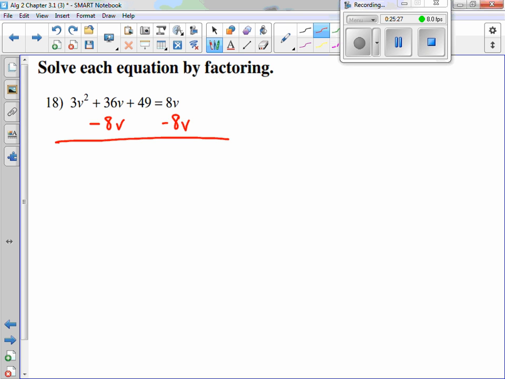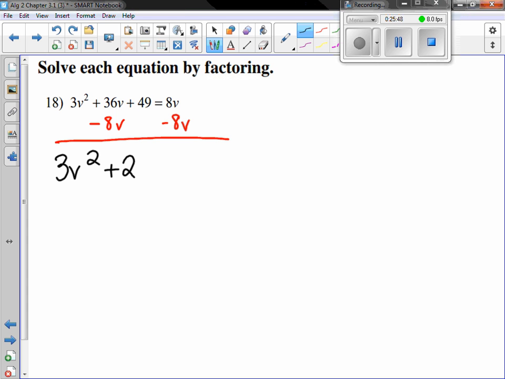So I can subtract 8v from both sides because, again, we're just moving it over. We're wanting to get it to equal 0. Because 8v minus 8v is 0, yes? So we have it equal to 0. Well, we have 3v squared. 36v minus 8v would be plus 28v. 49 is equal to 0.